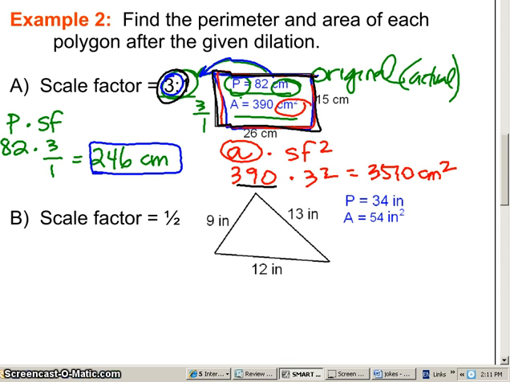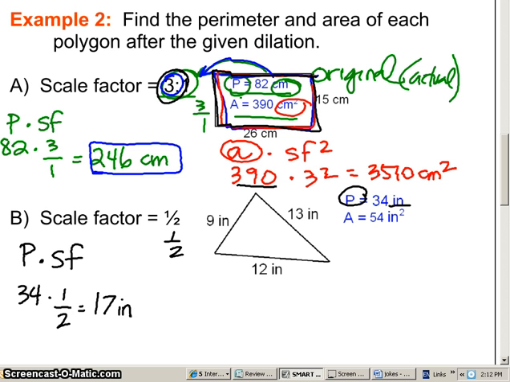For B, again, we'll start with the perimeter. To find the new perimeter, you take the original perimeter and multiply it by the scale factor. So our original perimeter was 34, and our scale factor is 1 to 2, which is like 1/2. So 34 times 1/2 will give you 17, and our units are inches. Perimeter is a one-dimensional analysis because you're not multiplying two things together. So you notice the units are not squared.